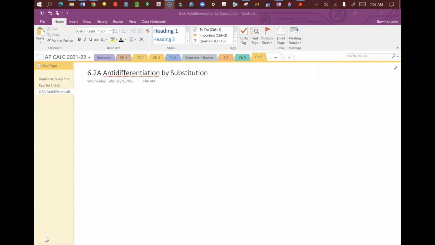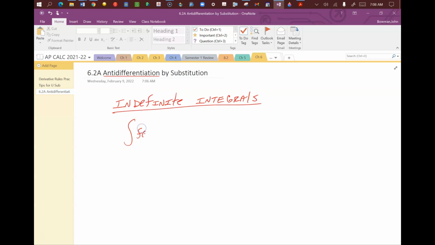In this section, we're going to talk about anti-differentiation using a technique called substitution. But before we do that, we're going to talk about something called indefinite integrals. So indefinite integrals are integrals that do not have limits of integration. As an example, let's say we want to take the integral of f of x dx.